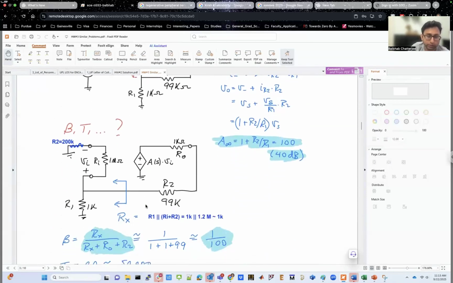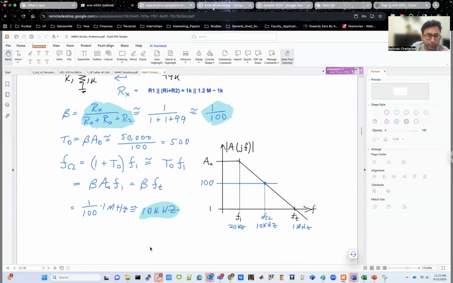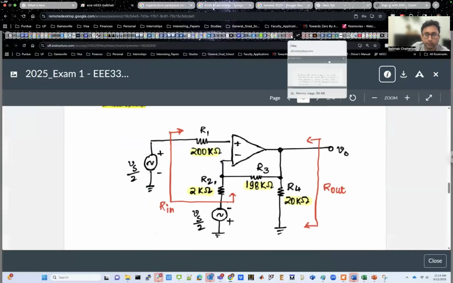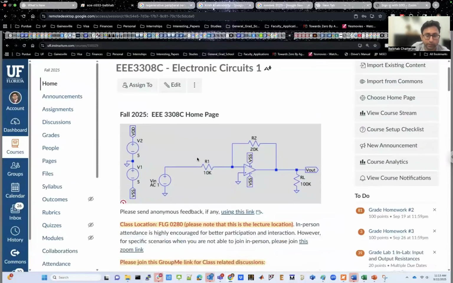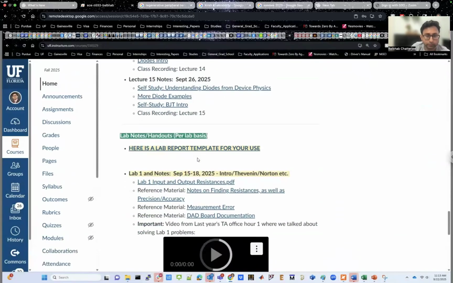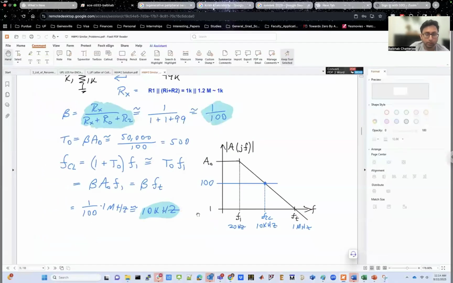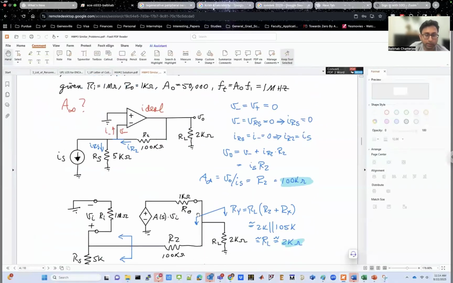So all these solutions are provided in this particular PDF, which is uploaded on your Canvas. Let me show it once again. If you go to your Canvas page, along with homework 3, I have also posted these similar problems as examples and exercises. So please go through that before solving your homework number 3. So those are the first 2 questions, part A and part B.